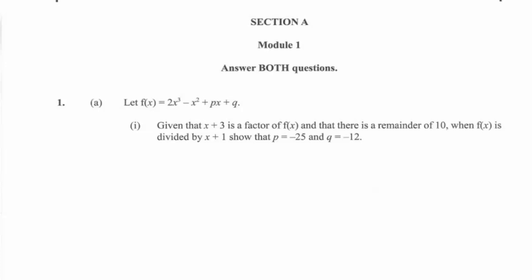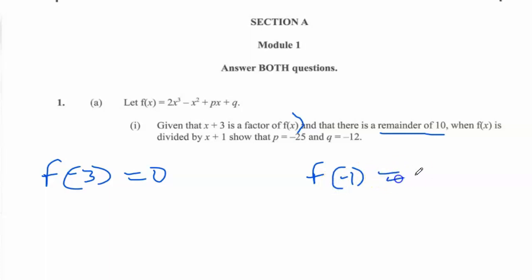So let's pause here. x plus 3 is a factor of f of x, so by the factor theorem, f of minus 3 should be equal to 0. Also, we are told that there's a remainder of 10 when f of x is divided by x minus 1. So dividing by x minus 1 gives a remainder of 10, which means f of 1 is equal to the remainder, which is 10, by the remainder theorem. Notice that when we divide by x plus 3, the remainder is 0, meaning x plus 3 is a factor.